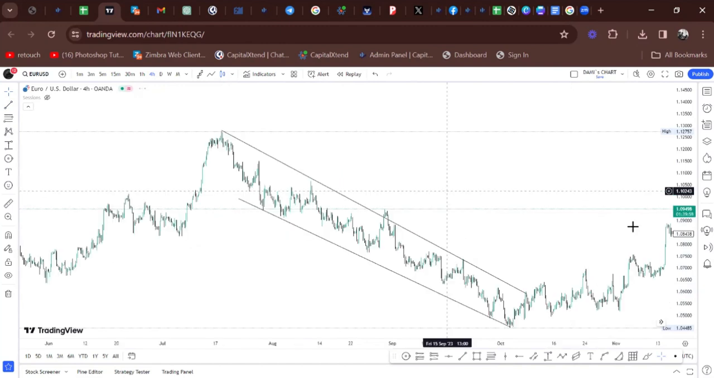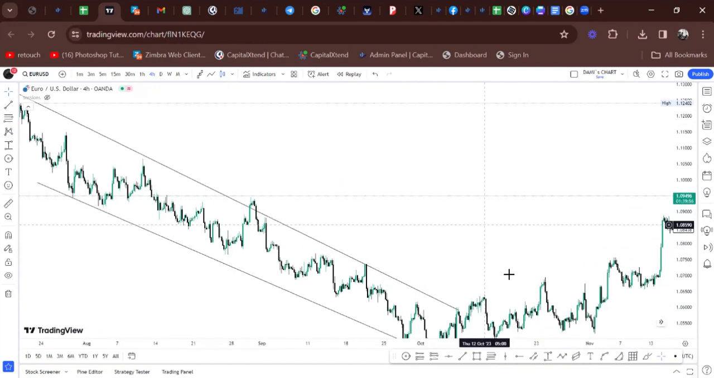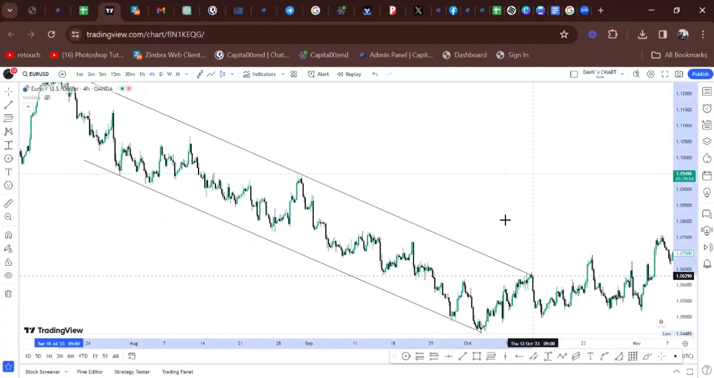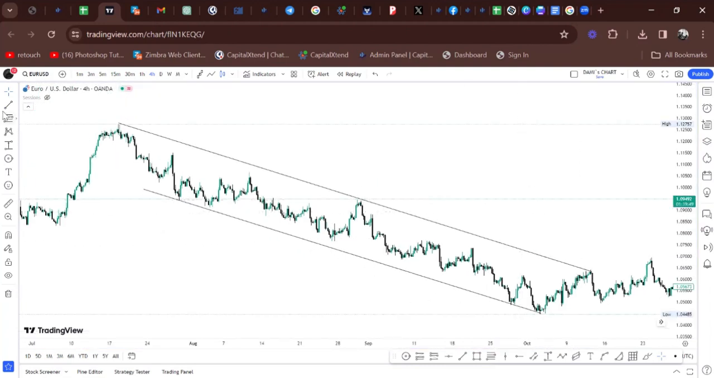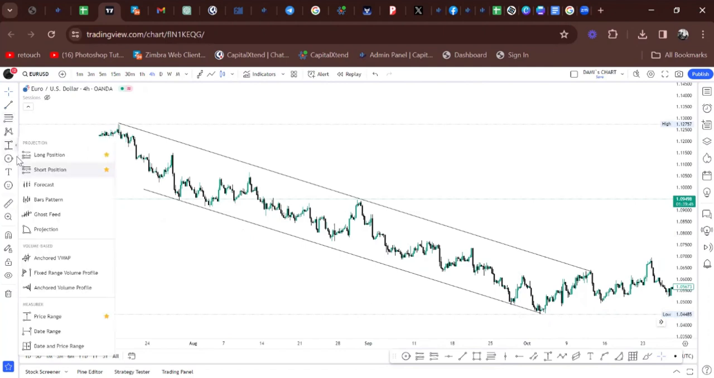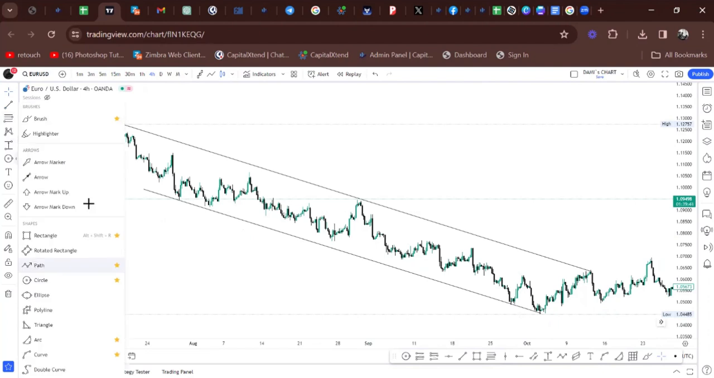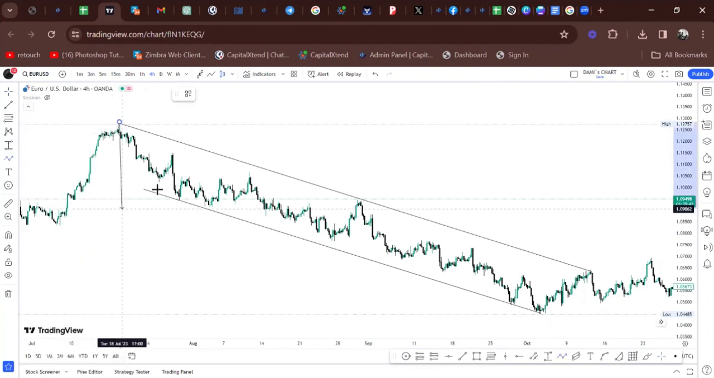Now observe this chart. As you can clearly see, the price keeps respecting the highs and the lows. Now we have our high here, right? Now we have our low here.